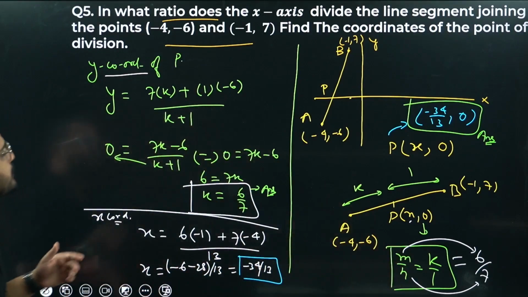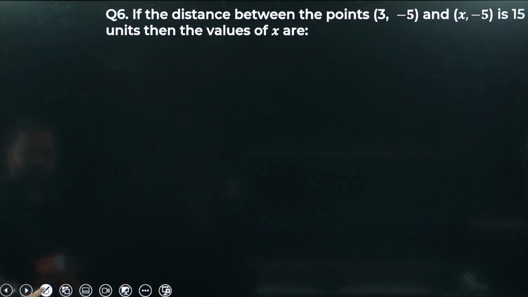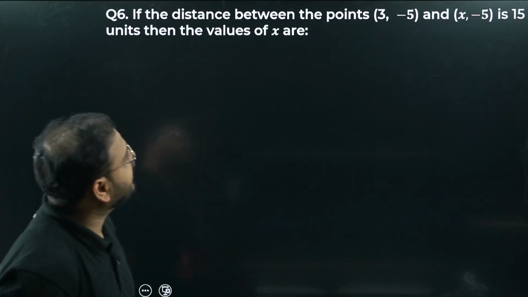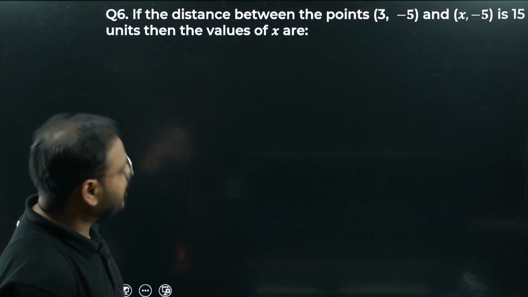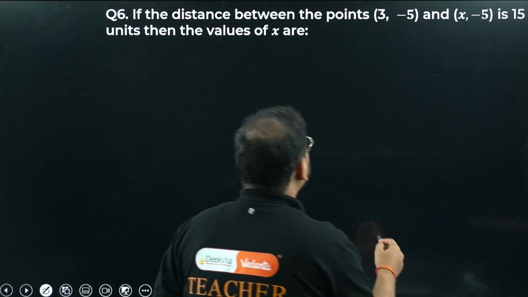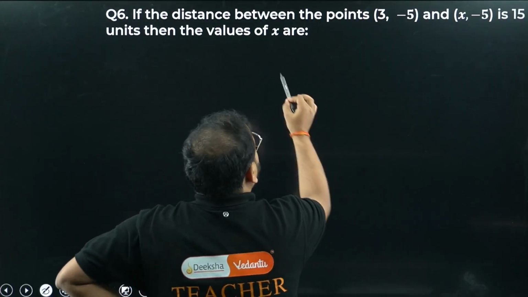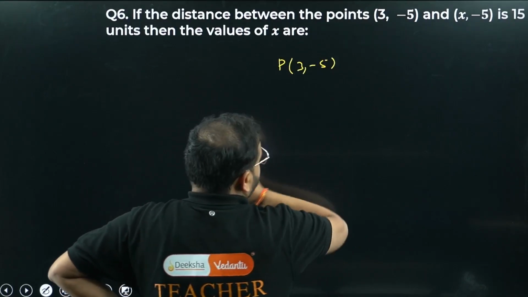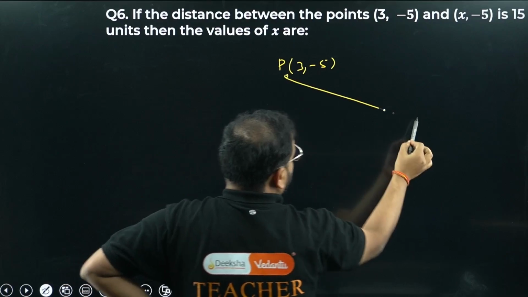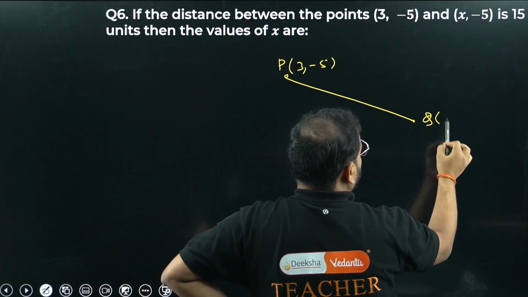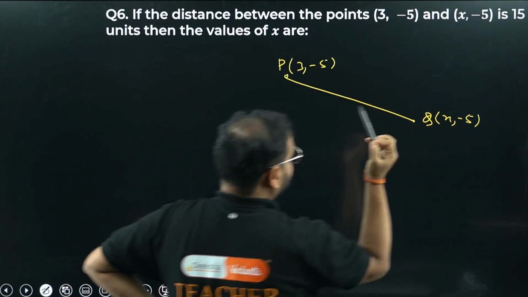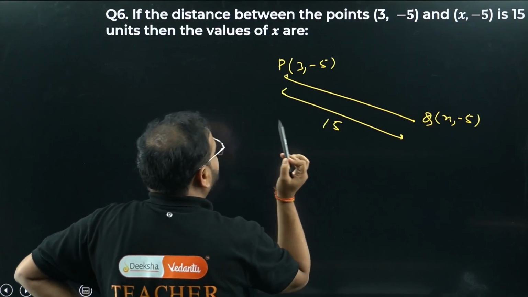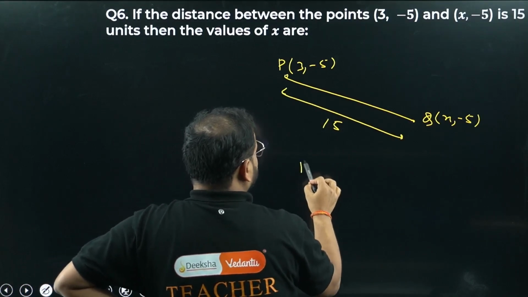Okay, question number 6 now. If the distance between the points is 15, find the x value. Very simple. Please check. P is, let's say, 3 comma minus 5, and Q is x comma minus 5. This length is given as 15 units. Find the x value. The length PQ is given as what?